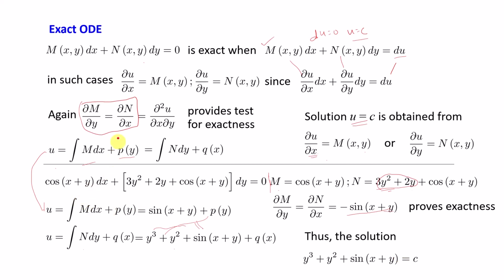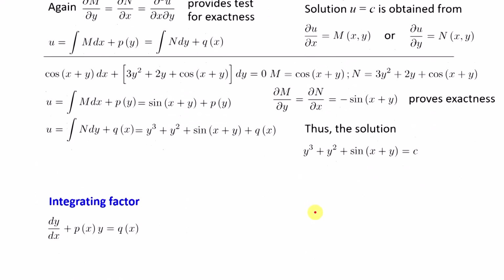Now when I have this kind of equation but ∂M/∂y and ∂N/∂x are not equal, then I can multiply a factor in this equation to make a new M and new N such that exactness prevails, and that factor is called an integrating factor.